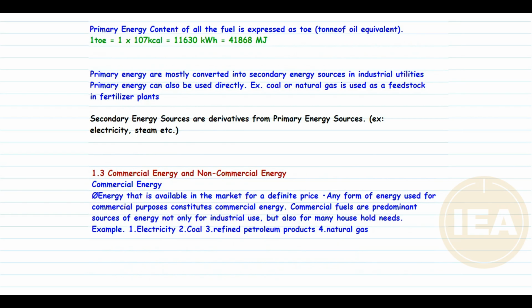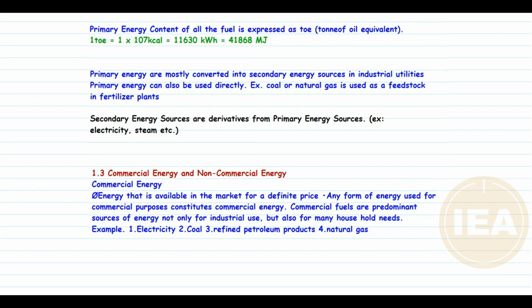Then the primary energy content of all the fuel is expressed as tons of oil equivalent, that is TOE. Sometimes it is also written as MTOE. So MTOE means metric ton of oil equivalent. It is also TOE only. You should not get confused in numericals. If it is written MTOE, don't multiply it with 10 power 6, because MTOE may represent metric ton of oil equivalent, which is the same as tons of oil equivalent. So this one point you need to keep in your mind, otherwise you will get confused while solving the problems.